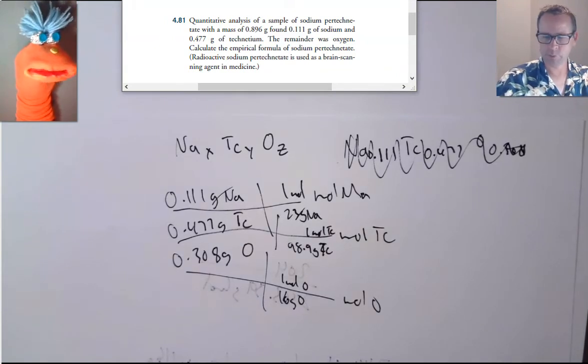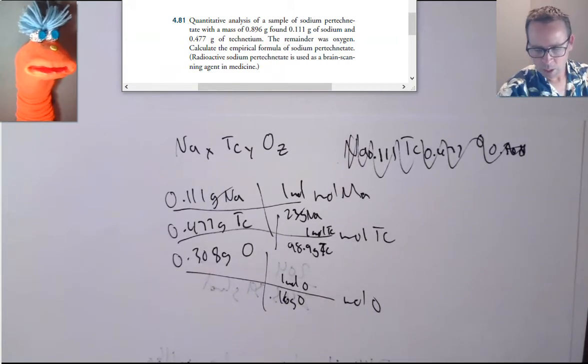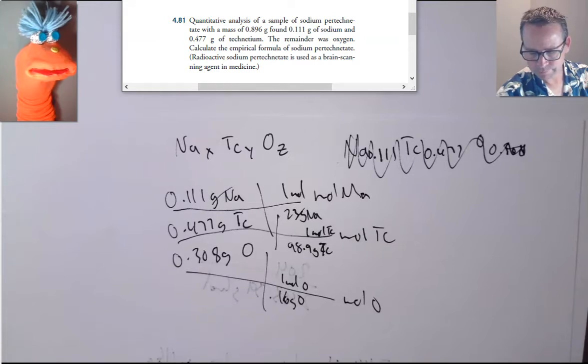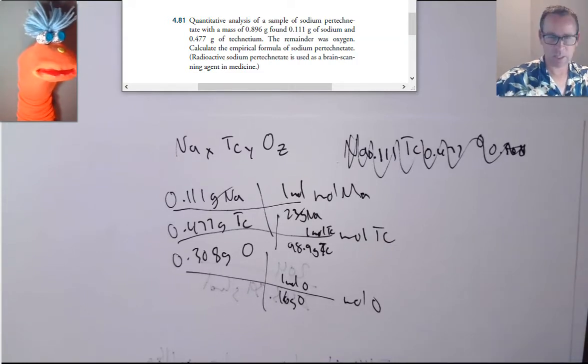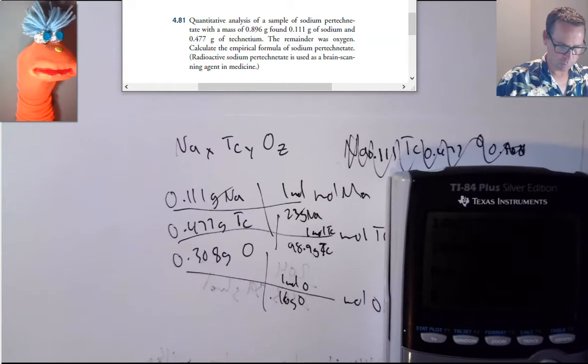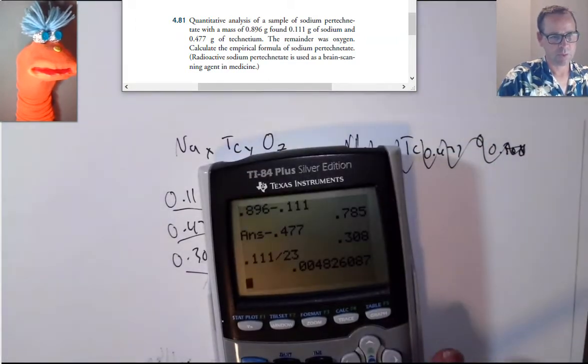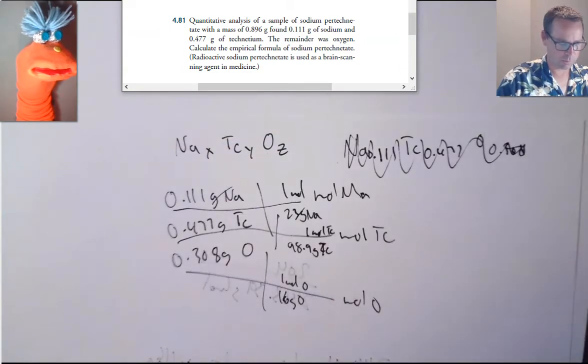Can you use your phone? That's a good question. Well, should we try it? How many moles of sodium are in 0.111 grams of sodium? No luck. So, got to use the calculator. 0.111 divided by 23. 0.00482.